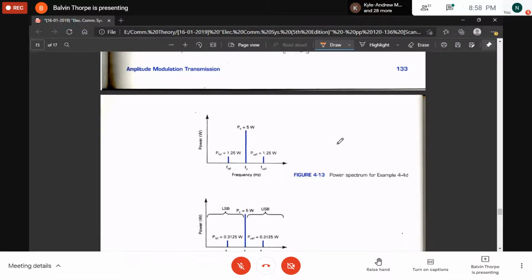Now the sidebands have the same information. So if we get rid of one of the sidebands as well, we're only left with just one side frequency, right? And how much power would we need? The one sideband already has the information, and we'll also be saving because we'll be using less power to transmit the same information that we desire, right?